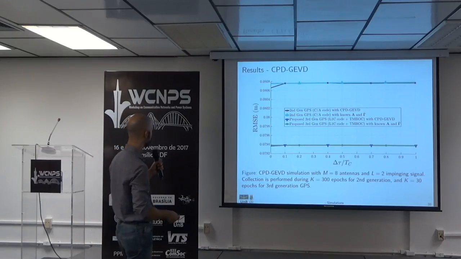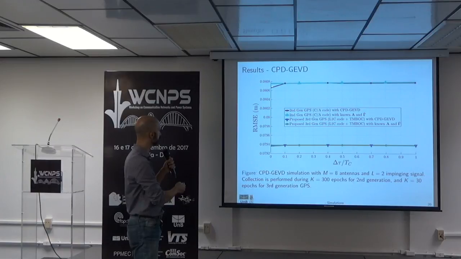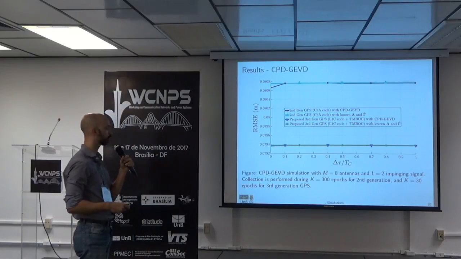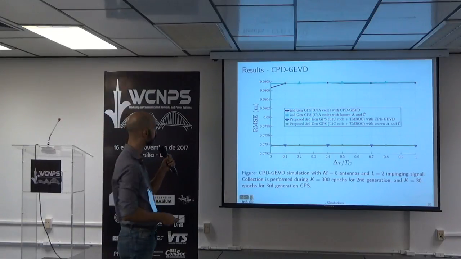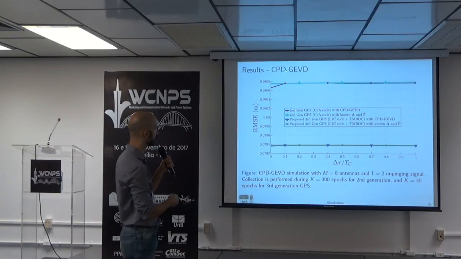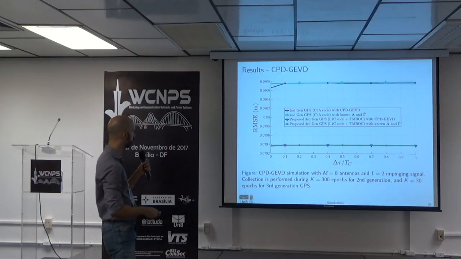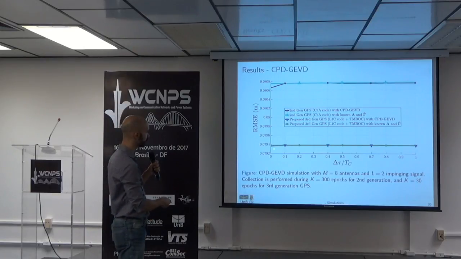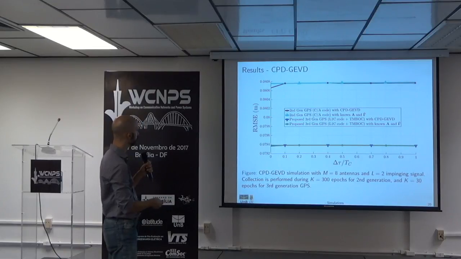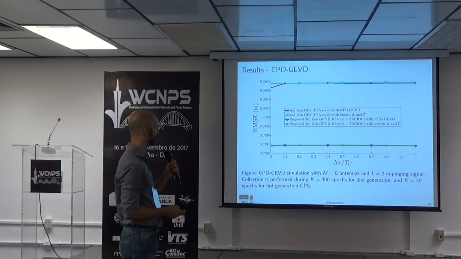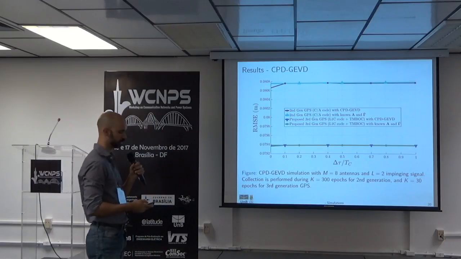Here we see the results where we're comparing the results of the CPD-GVD here on top. This is second generation. It corresponds to the result of having a priori information about the channel and using it to filter out the correlated code matrix and then performing time delay estimation. And over here on the bottom, we see the same results using third generation GPS, in which case you can see that there's a small, but there is a gain between second and third generation GPS.